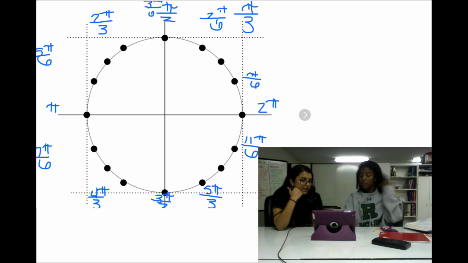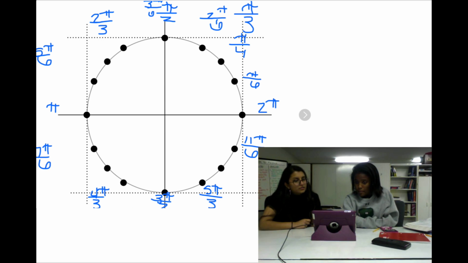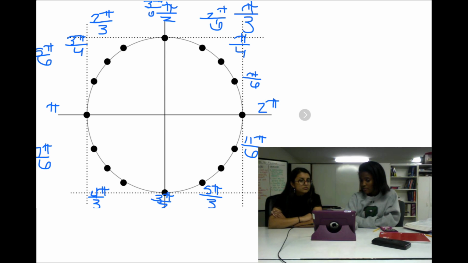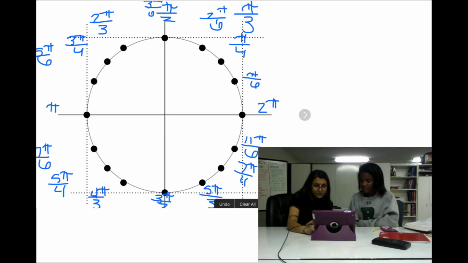Then the 45. So then this is pi over 4. And then this would be 2 pi over 4, which is just pi over 2. And 3 pi over 4. And 4 pi over 4. And 5 pi over 4 there. So 5 pi over 4. And then 6 pi over 4. And then this would be 7 pi over 4. Perfect. Let's do the points as well.